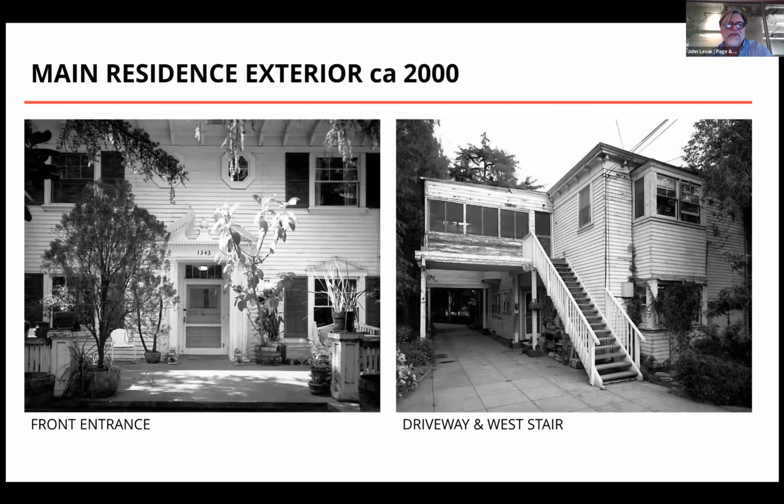On the left, these are historic documentation, specialized photographs taken around 2000, so they're over 20 years old now. They show the front entrance, and you can see the broken pediment above the door that really is part of the colonial revival. The driveway is part of it, but this is the rear, kind of the southwest corner of the house, or northwest corner of the house.